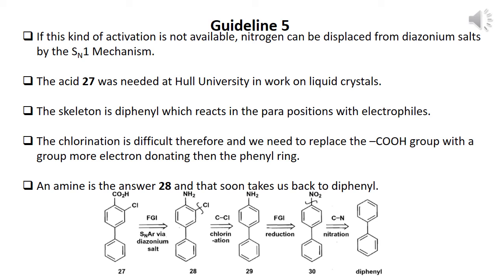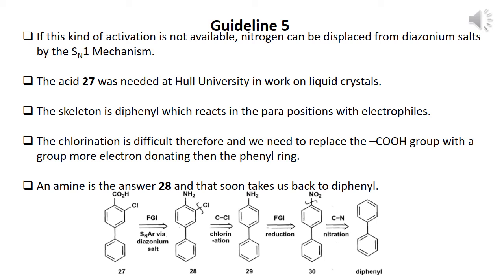Then we can do the disconnection of the C to Cl bond, and we shall get 29, a simple amino substituted diphenyl. Then we shall do FGI and we shall get a nitro group over here, because we can convert nitro to amino very easily. So we do FGI, functional group interconversion, we get 30, and then we shall just do the disconnection of the C to N bond and we shall get diphenyl as a synthon.